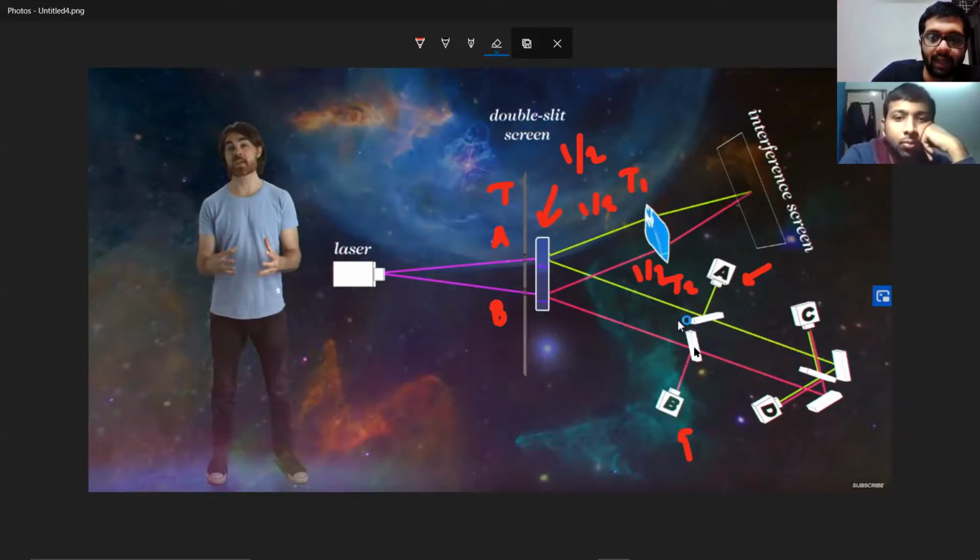And so what happens here is when the electron T2 comes in, A detects it. A and B detect the T1, and let's say this is W1, this is W2. A detects T1, A detects T2, and an interference pattern is formed here.